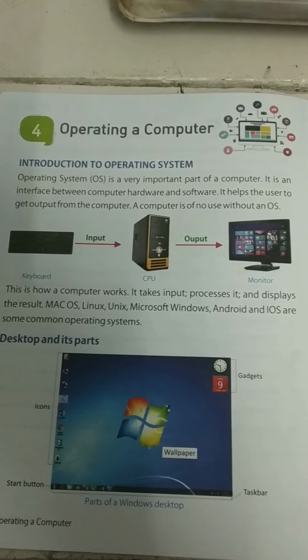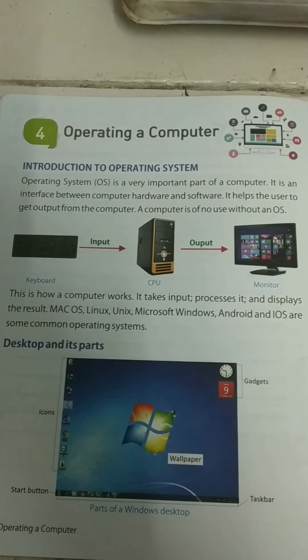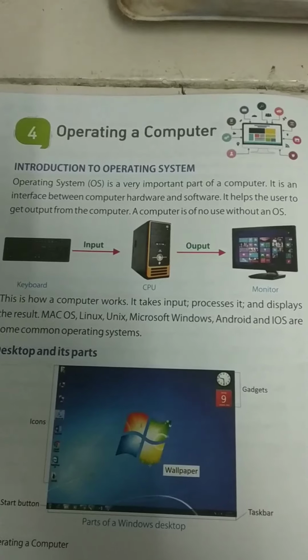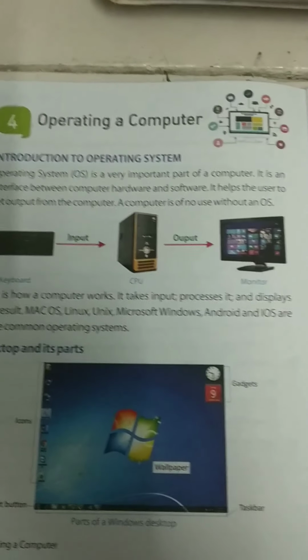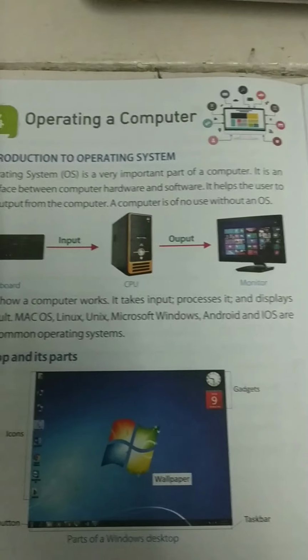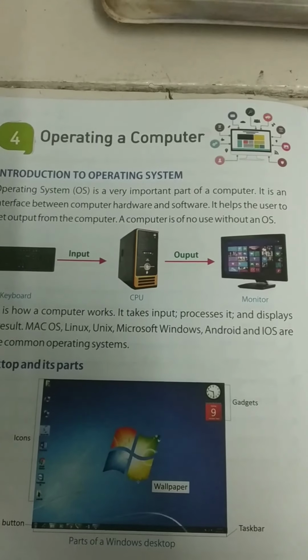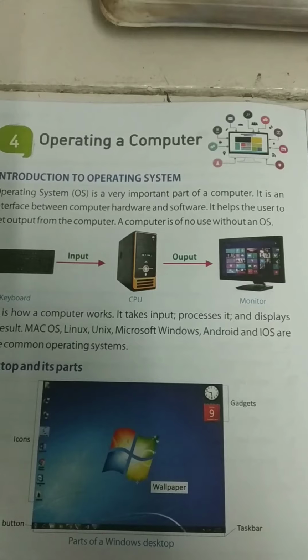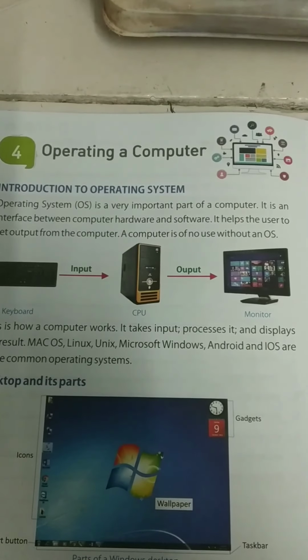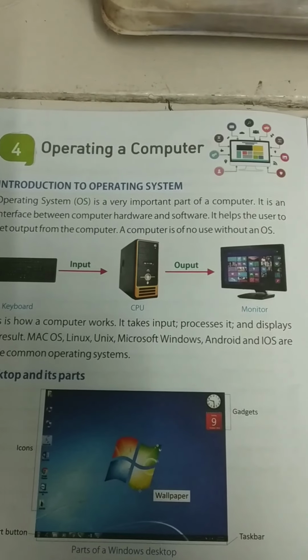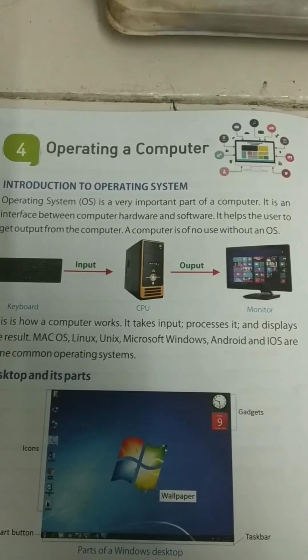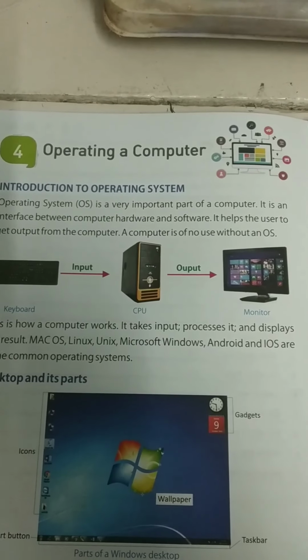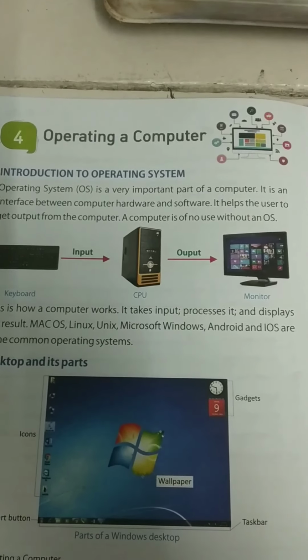Chapter 4, Operating a Computer. Introduction to Operating System. Operating system is a very important part of a computer. It is an interface between computer hardware and software. It helps the user to get output from the computer. A computer is of no use without an operating system.